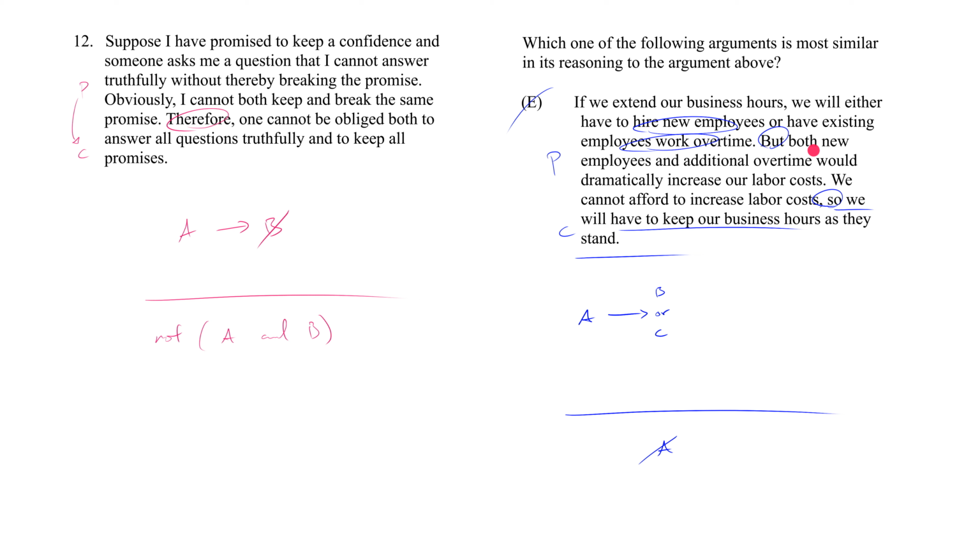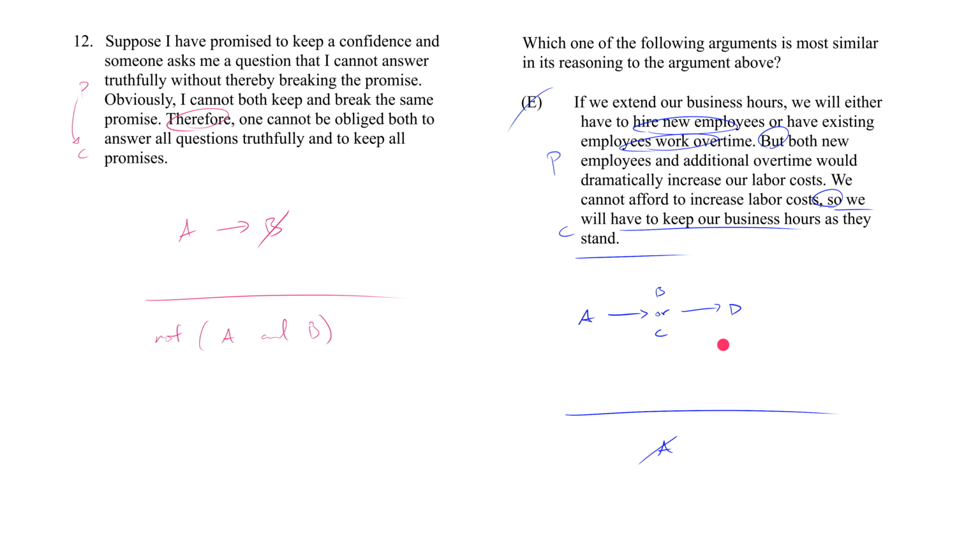Next premise tells you it doesn't matter which one of these routes you follow, right? If you hire new employees, okay, that's going to increase your labor costs. All right, forget that then. Let's just have our existing employees work overtime. Well, that's also going to increase your labor costs. So you see, it doesn't matter which of these two routes. You imagine the route splits in two, right? Maybe you take this route, maybe you take this route. It doesn't matter which route you take. You end up at the same place, which is D, which is dramatically increasing labor costs.